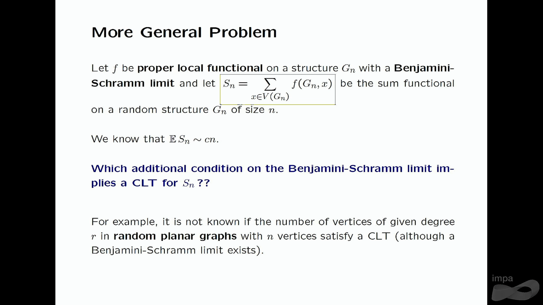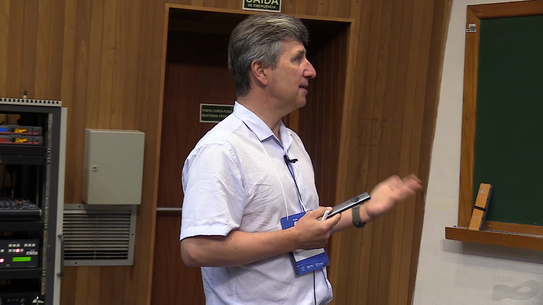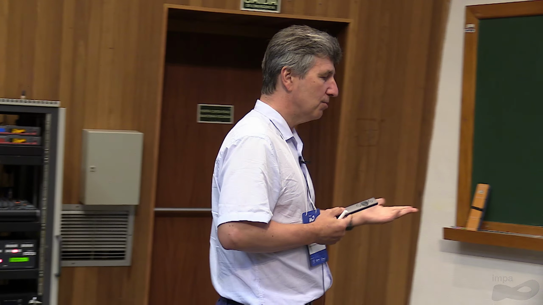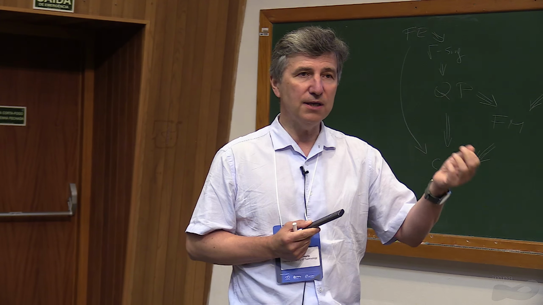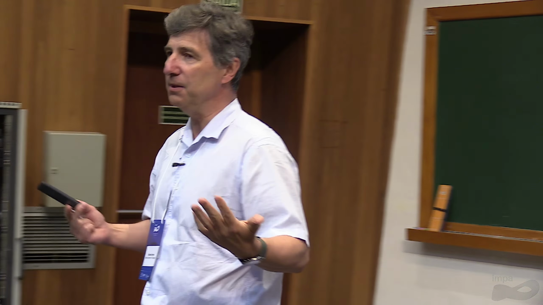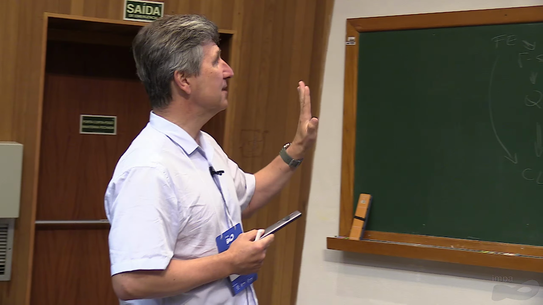But this is only one instance. For example, planar graphs have been asymptotically counted for the first time by Giménez and Noy some years ago, so we know many things. For example, it's known that there is a Benjamini-Schramm limit for planar graphs. So we know that the number of occurrences, the expected value, is linear, but we don't know any central limit theorem. For example, it's not known if the number of vertices of degree 3 in planar graphs satisfies a central limit theorem. The only thing we know is vertices of degree 2, but this is a trivial case. But nothing is known on that.